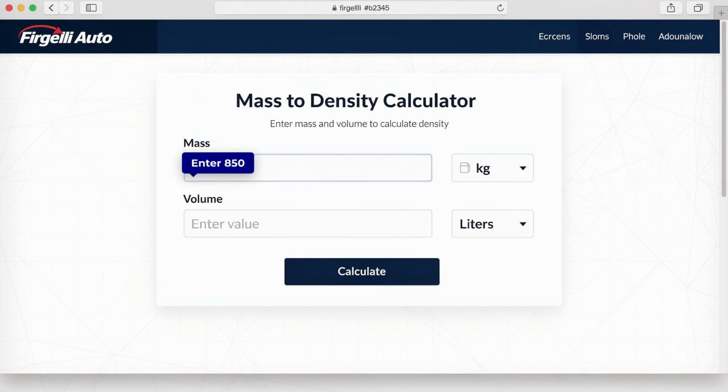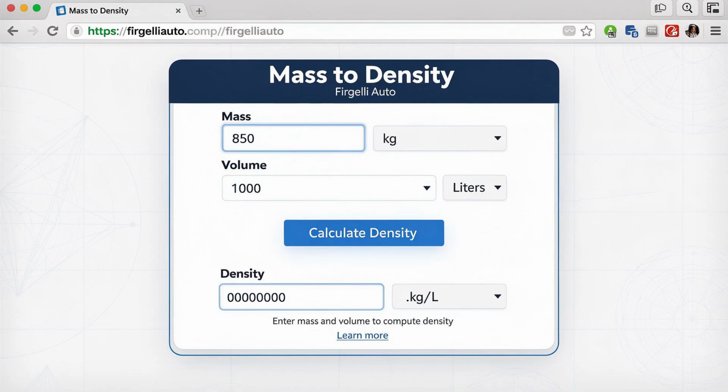Let me demonstrate with a practical example. I'm calculating the density of hydraulic oil in a reservoir. I'll enter 850 kilograms for mass and select kilograms from the dropdown. For volume, I'll input 1,000 and select liters.